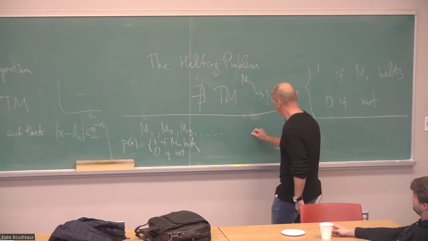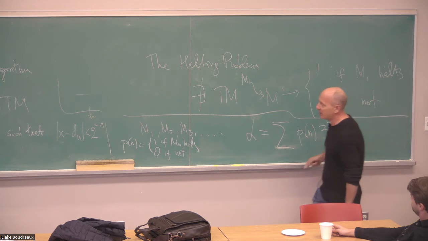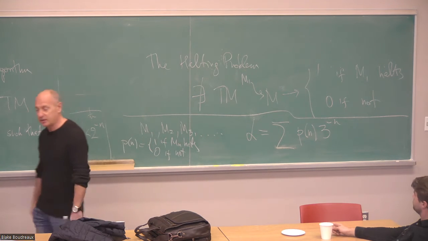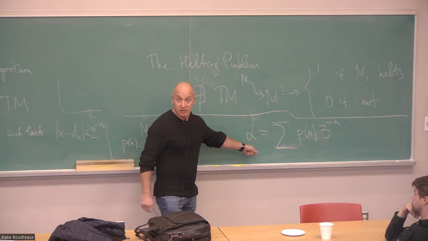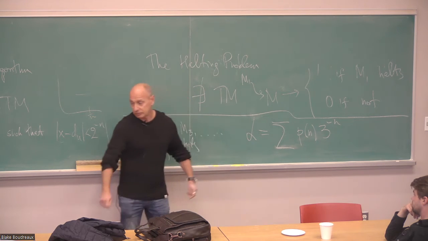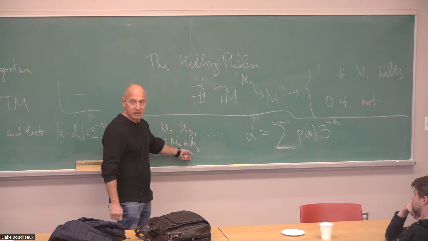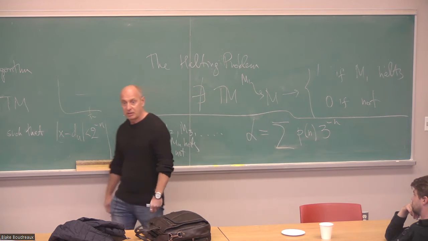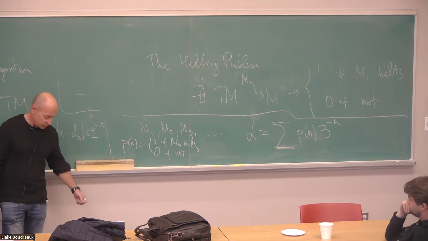And then you write the number alpha, which is the sum of P of n times 3 to the minus n. I'm taking 3 rather than 2 because I don't want an ambiguity in the binary description of this number. Okay? So being able to compute this is equivalent to being able to solve the halting problem. For obvious reasons, if I can solve the halting problem, then to get a good approximation of this, I just take the first k machines. For each one of them, I know the halting predicate. And that gives me a good approximation. And vice versa.